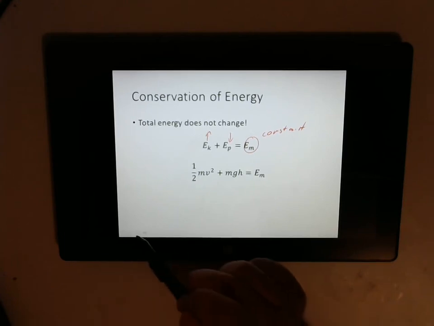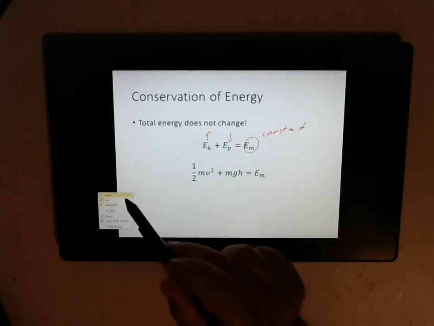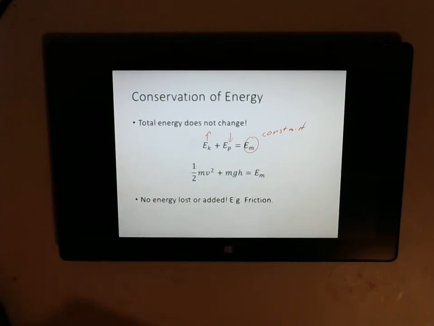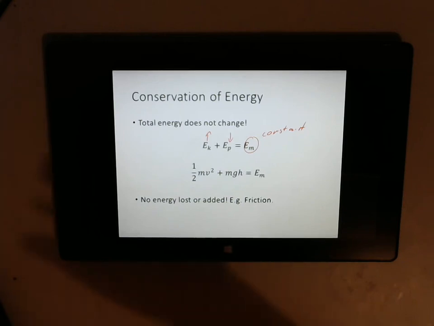Now, for this though to be true, we cannot add or remove energy to the system. Okay, so you can't have any friction taking energy away. You can't have drag or sound losing energy from that. You can't have it glowing and giving off energy. So a lot of times you'll see these sort of questions where they'll just say, oh yeah, assume there's no friction, or assume energy is conserved. Okay, so be careful with that.